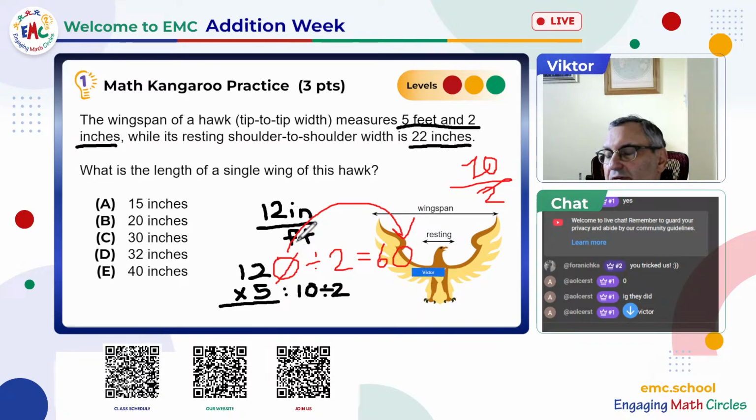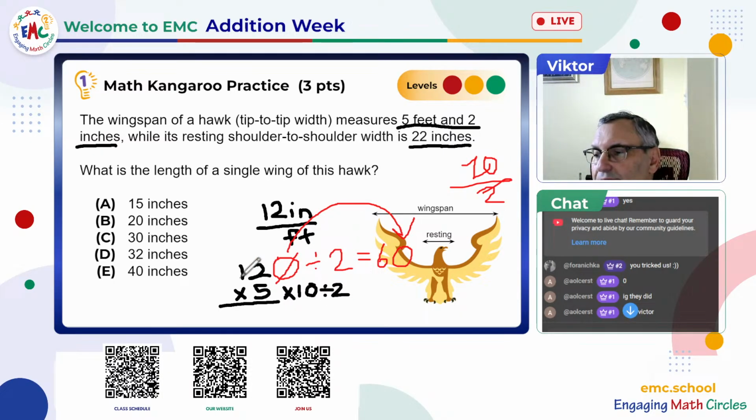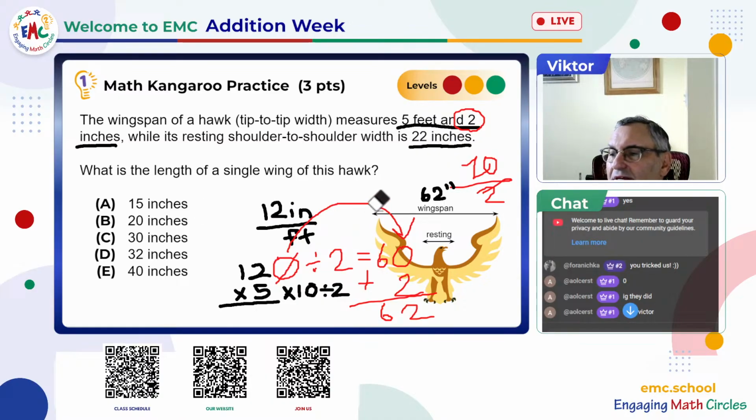That's the answer. I love it. So put a 0 on it because you're timesing by 10 and divide by 2. Cut it in half. Yeah. That's a good way of doing that. Very cool. And now we have 60, and we have 2 inches left. So we have to just add 60 plus 2. And the wingspan tip to tip would be 62 inches. 62 inches for the entire wingspan. Okay. We got the entire wingspan.